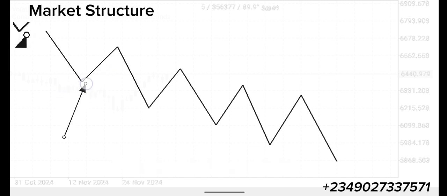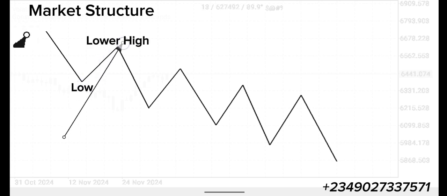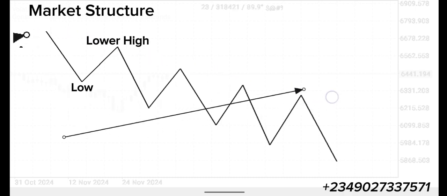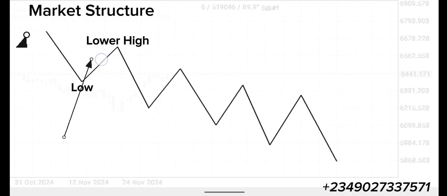You can see we have a low here and we have a lower high instead of a higher high or higher low, because it is moving down. You understand what downtrend means: the word down, so it's going down. We have a low here and we have a lower high. The overall trend is moving down, so we are going to use the word lower for everything. This is a low, this is a lower high, and we have another lower low.